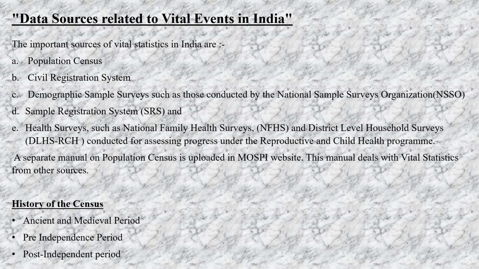In today's video, we're going to explore an important topic for those preparing for the UGC-NET Population Studies exam: different sources of data in India. The important sources of vital statistics in India are population census, civil registration system, demographic sample surveys such as those conducted by the National Sample Surveys Organization, NSSO, sample registration system, SRS, and health surveys such as National Family Health Surveys, NFHS, and district-level household surveys, DLHS-RCH, conducted for assessing progress under the Reproductive and Child Health Program.